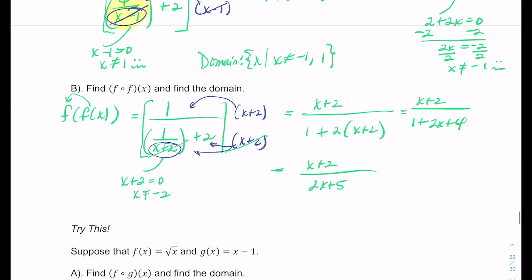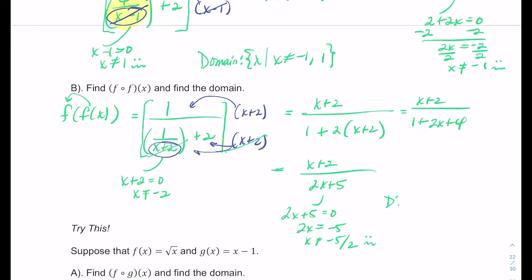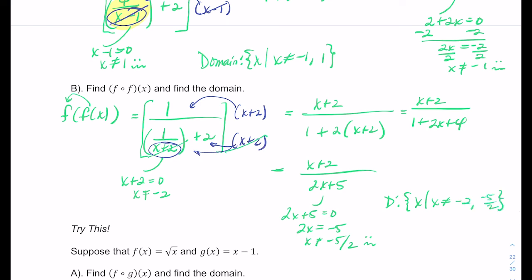And now we're going to find the domain again. So we're going to have to find where we're restricting our values, which would be at -5/2. So my domain is all real numbers x such that x can't equal -2 and -5/2.